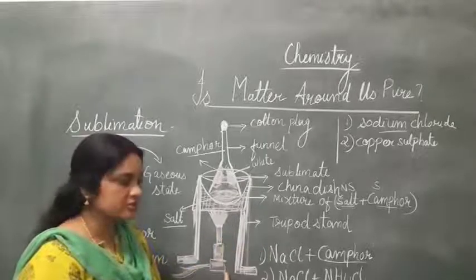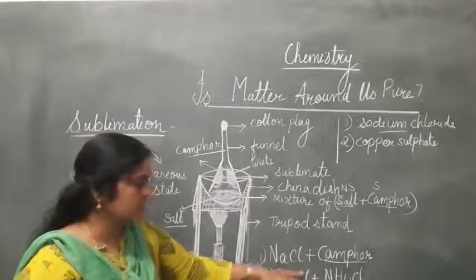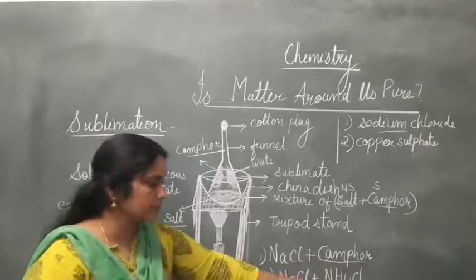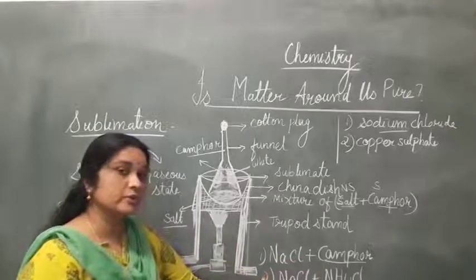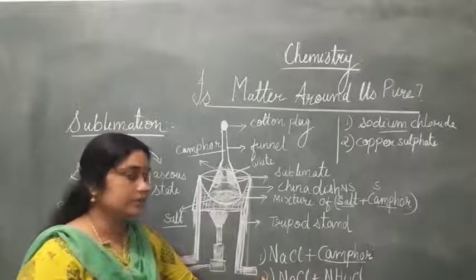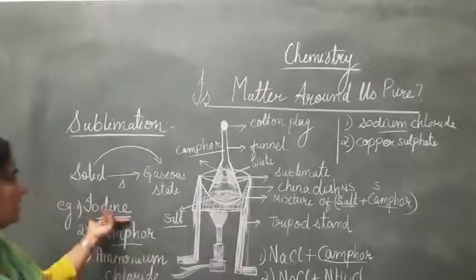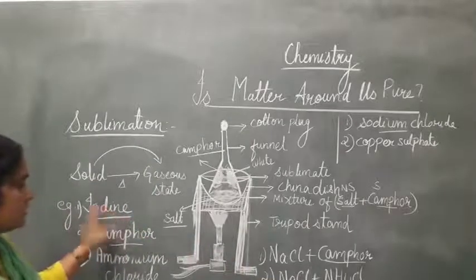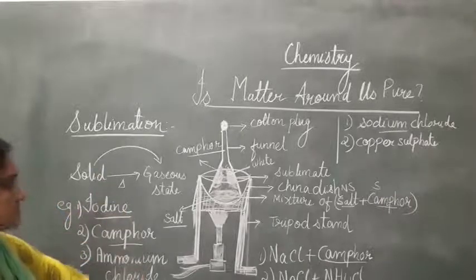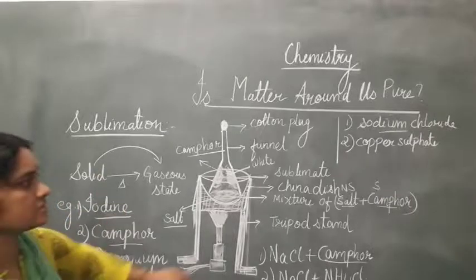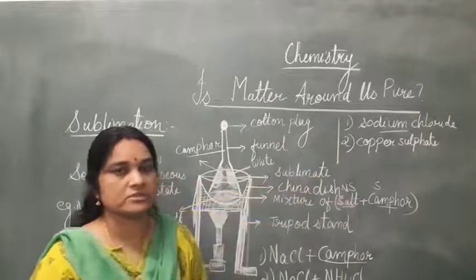Hope you have understood this well. The other examples are sodium chloride and camphor, sodium chloride and ammonium chloride, or sodium chloride and iodine. Normally iodine is an element, solid in state, and it is also highly sublimable. So these are examples of some sublimable substances and non-sublimable substances.